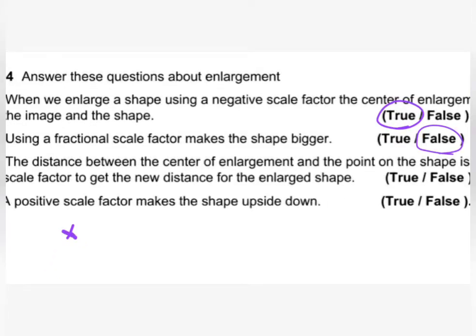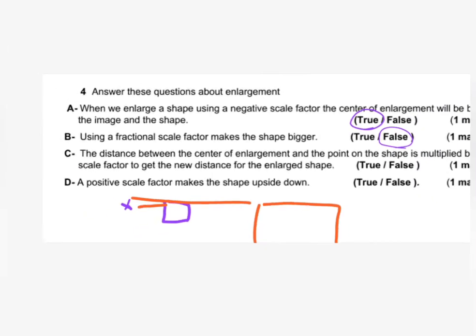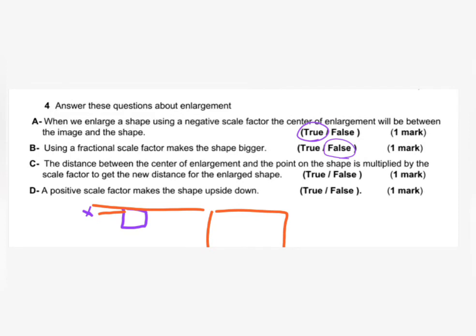Let's say this is center of enlargement, and this is the shape that we want to increase or enlarge. Now, the first step we do, we measure the distance between the shape or one of the points and the center of enlargement, and then we multiply it by the factor to get the new distance of the new shape. Now, this question says here, the distance between the center of enlargement and the point on the shape is multiplied by the factor to get the new distance. So this is true. Very good. This is true. Now, we put true here.